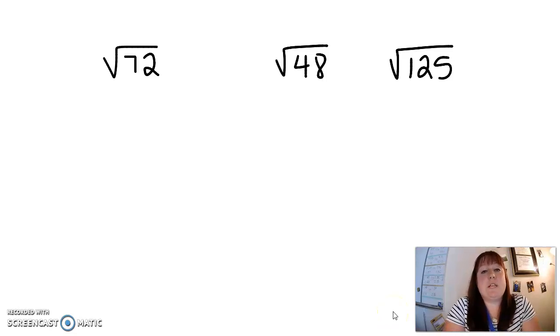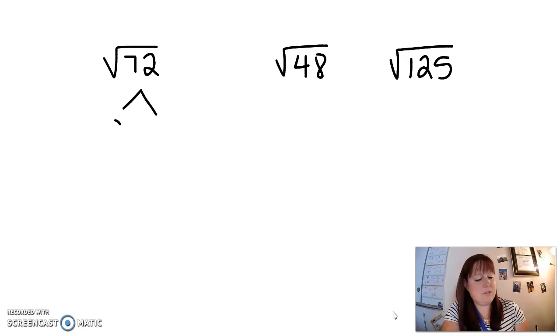We're simplifying radicals today, so we're just going to jump right in. We're trying to find the square root of 72, and it doesn't have a perfect square. So let's figure out how we can break this down so that it has a perfect square in it.